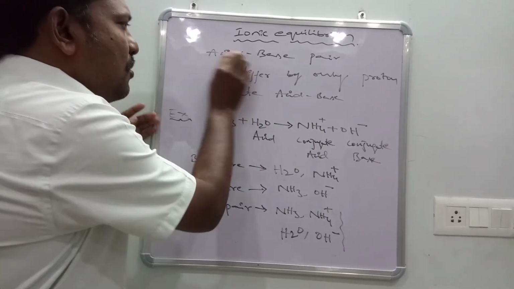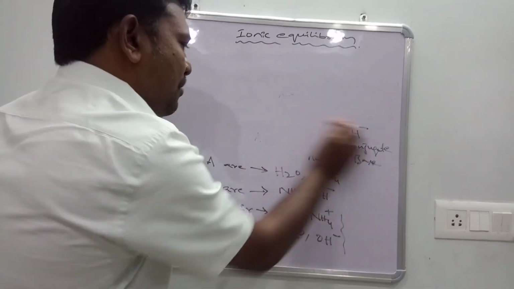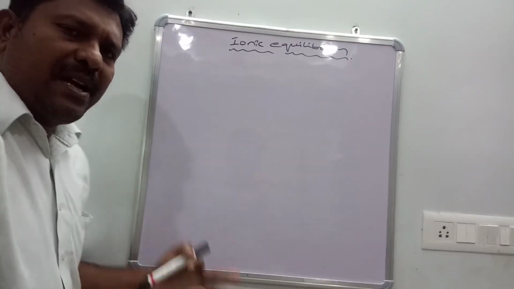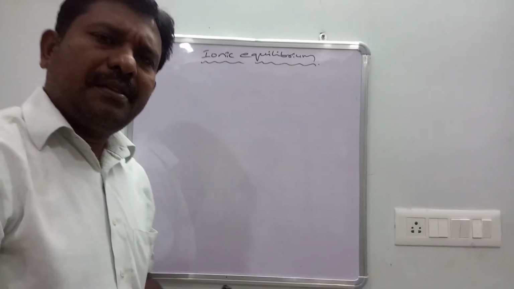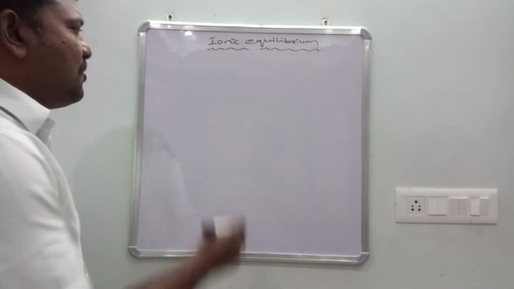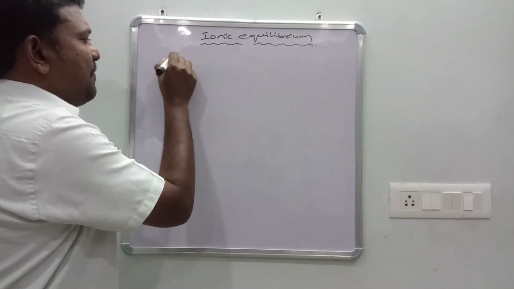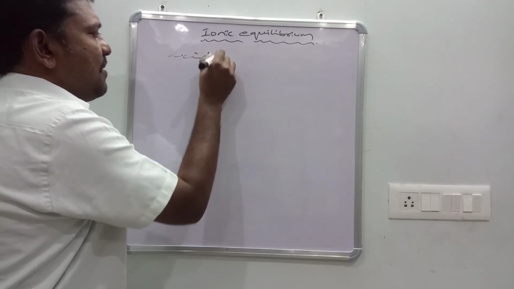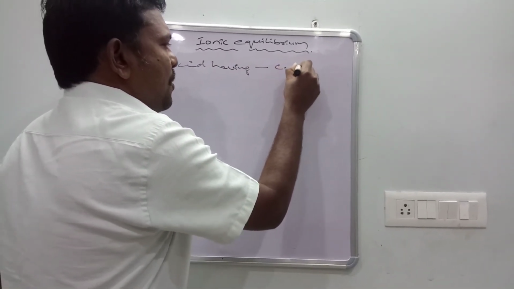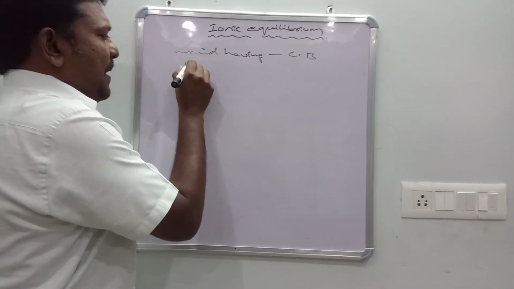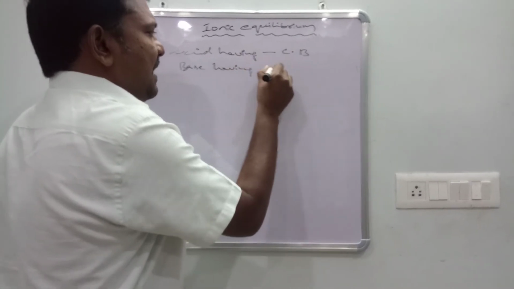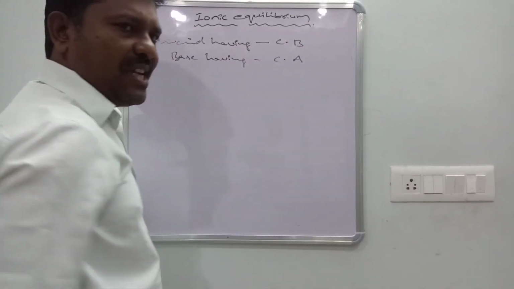Okay, one more concept from Brown-Lowry acid base theory. I just said that an acid base pair which differs by only one proton is known as a conjugate acid base pair. An acid has a conjugate base, and a base has a conjugate acid.